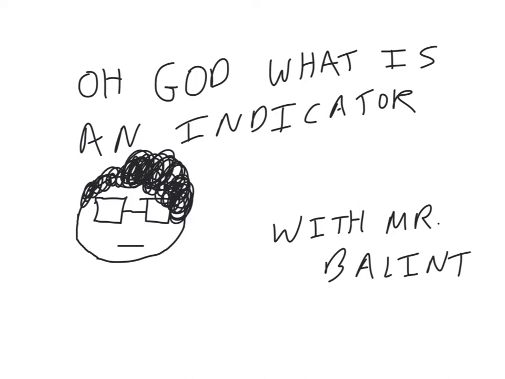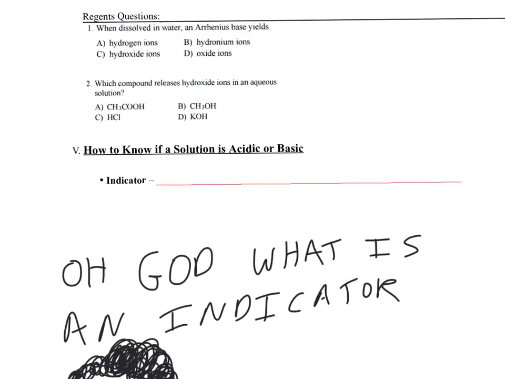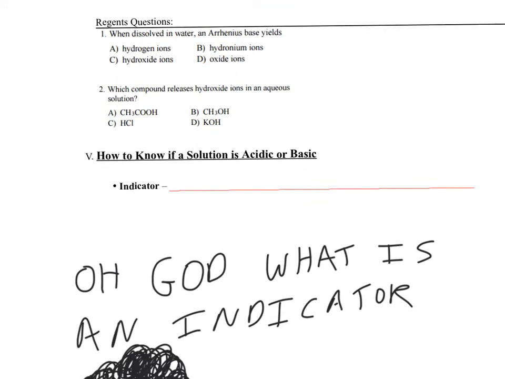Alright, hey guys, just going to run through indicators really quick for people that don't quite understand them or remember them very much from biology. I apologize in advance for my awful handwriting, as per usual. I'll be following the packet. Right now I'm on page 2, all the way down at the bottom where it says how to know if a solution is acidic or basic.